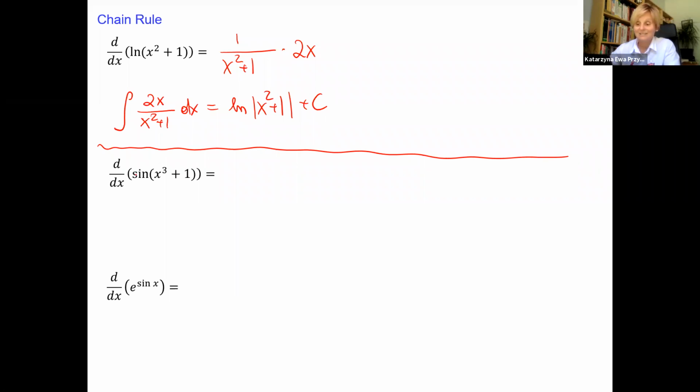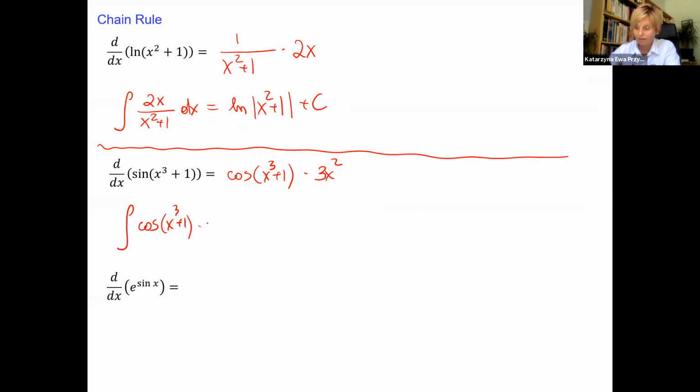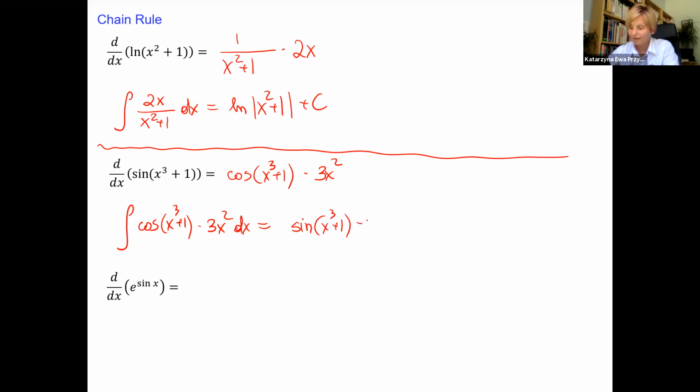Okay, let's see the next one. Sine of x cubed plus 1. The derivative of sine is cosine of the same argument, the same angle, times the derivative of that angle, which is 3x squared. And the same thing, I can say that the antiderivative for cosine of x cubed plus 1 times 3x squared dx is nothing else but sine of x cubed plus 1. And let's add the constant c.